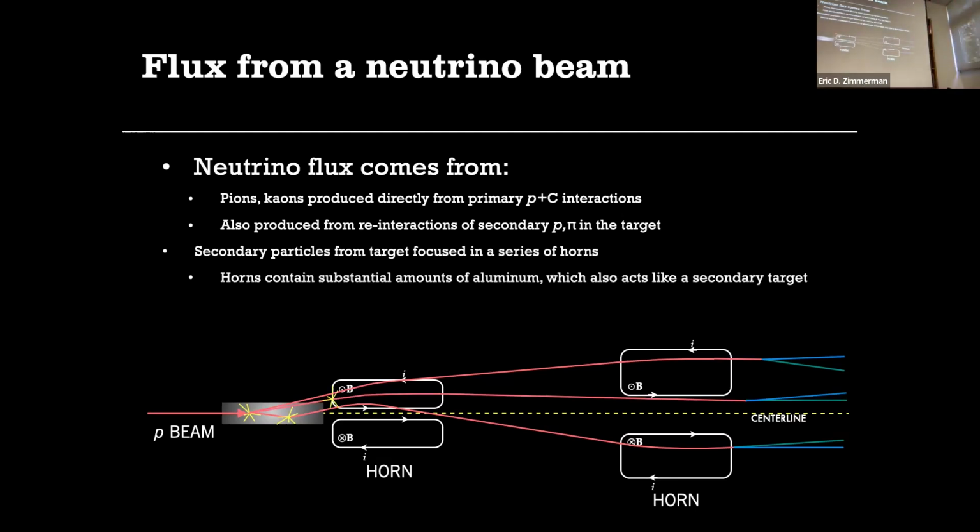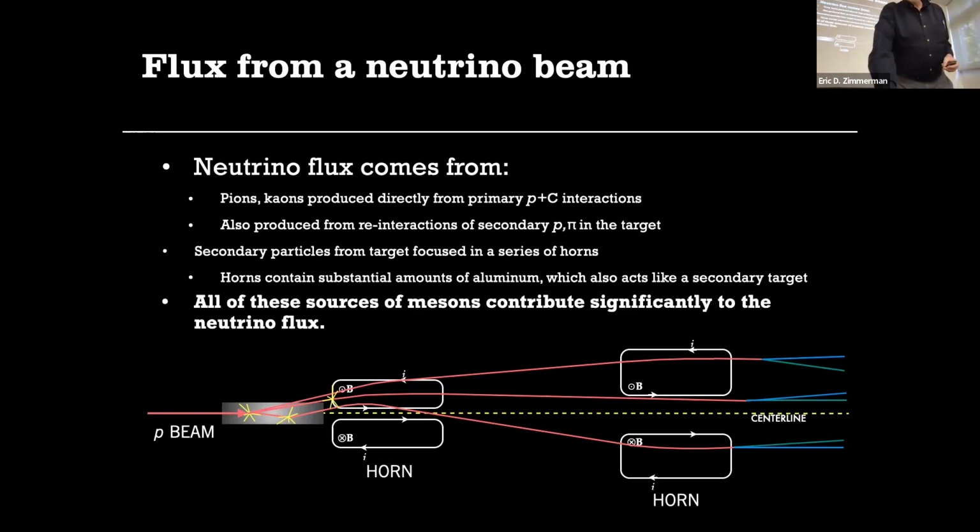But the horns themselves contain a substantial amount of material. And so, at the 10% level in most beams, actually, a lot of your mesons that decay to neutrinos in the detector are actually produced outside of the target, in other material around. So all of these contribute significantly to the neutrino flux.